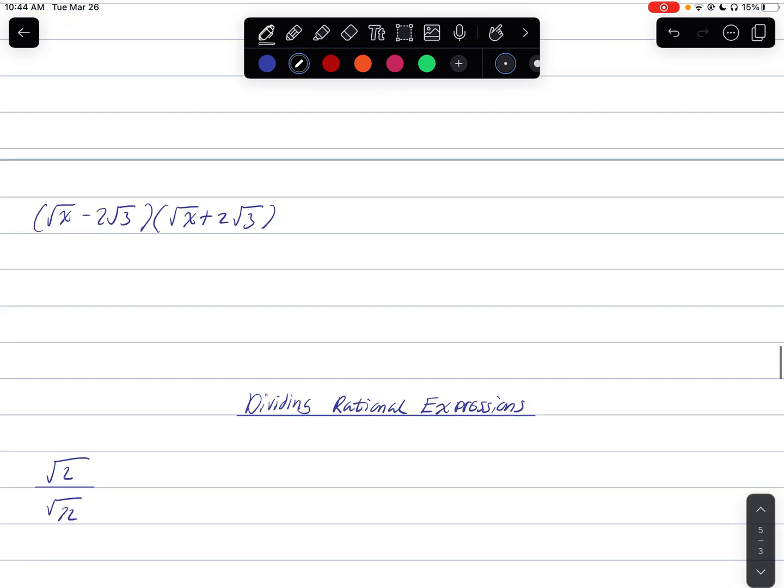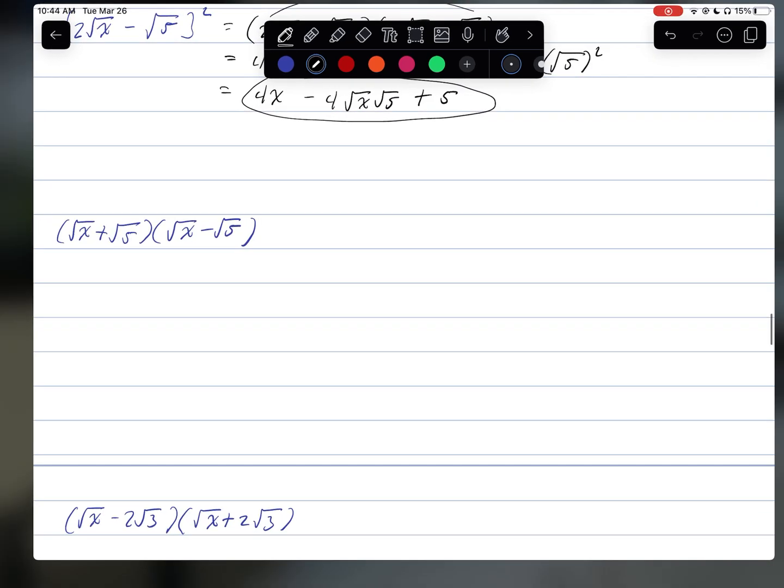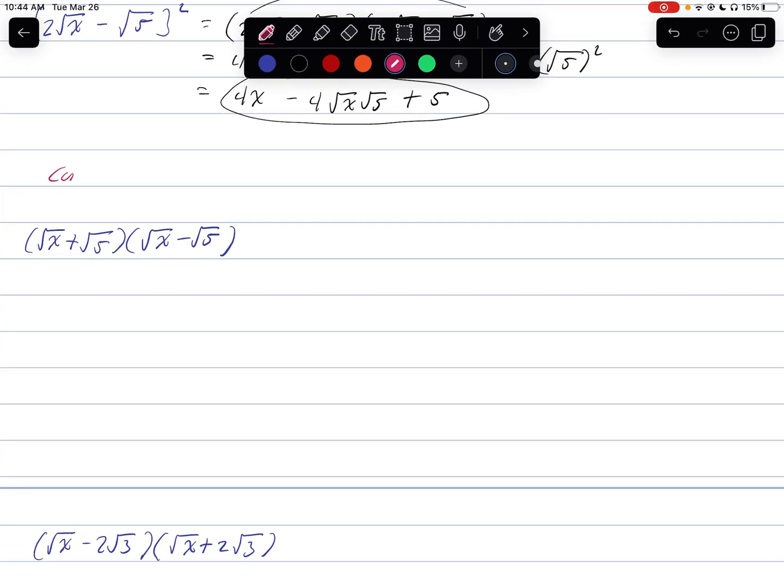Okay, now I want to briefly introduce something that we're going to use here in a little bit. And we're doing division, but this would be a good place to do it. This is something called a conjugate.